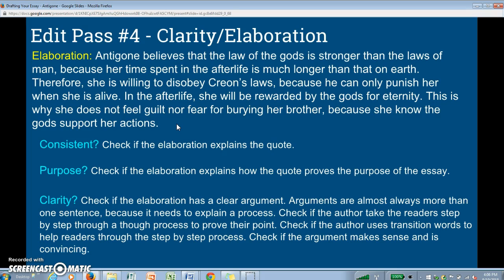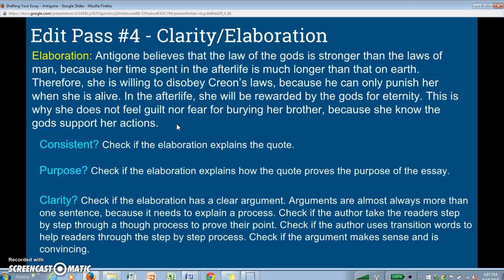And last but not least, clarity, the big one. Check if the elaboration has a clear argument. That's the most important part, creating an argument. Arguments are almost always more than one sentence because it needs to explain a thought process. Check if the author takes the reader step by step through a thought process to prove their point.